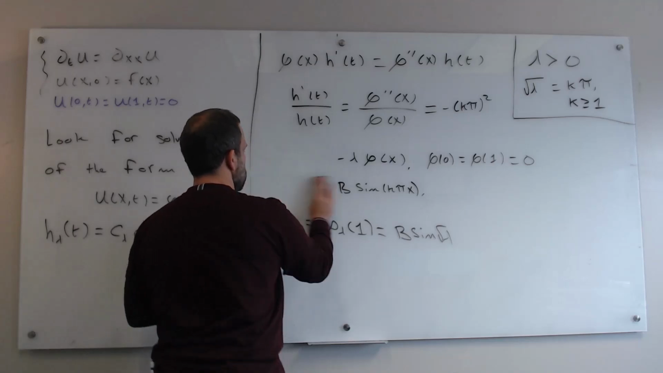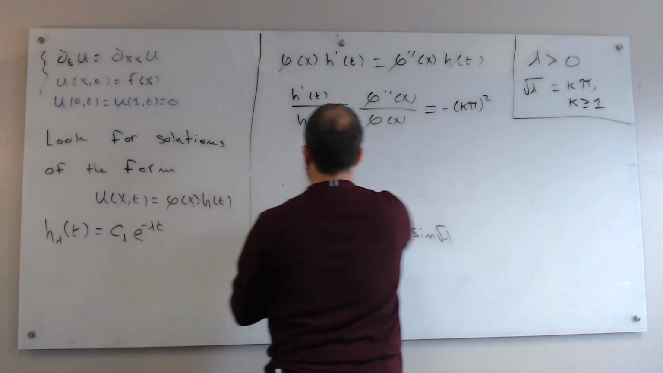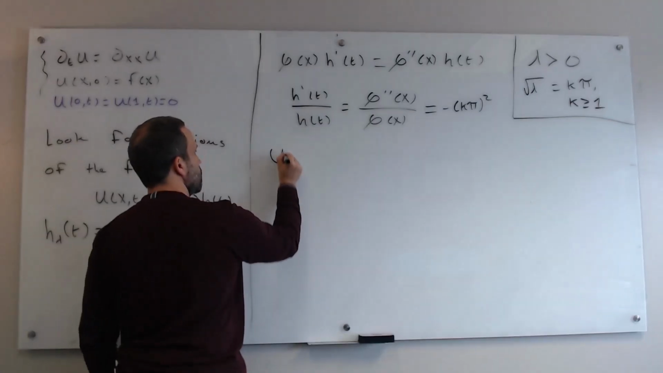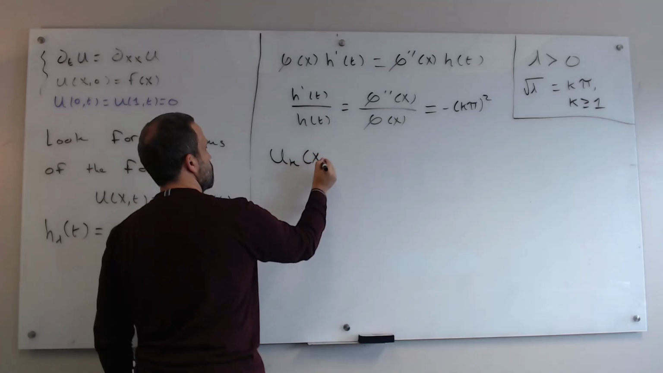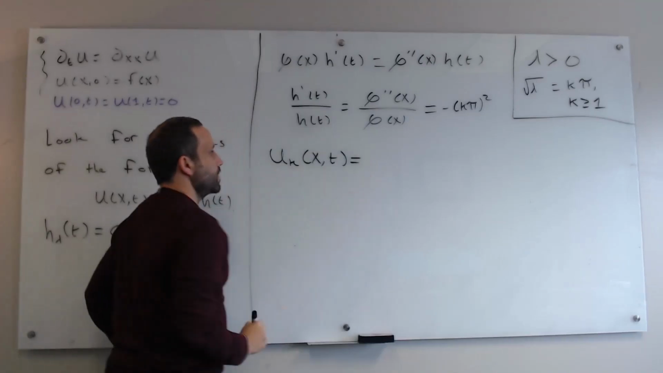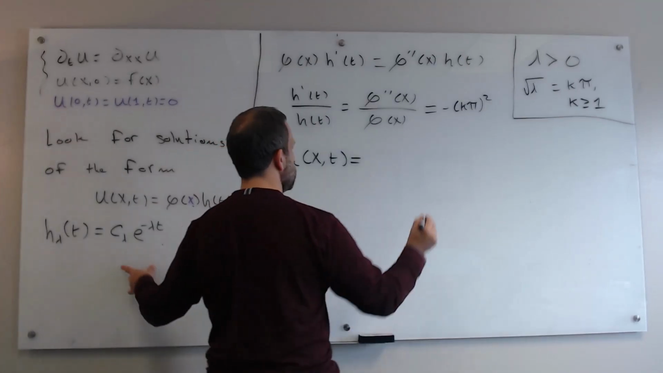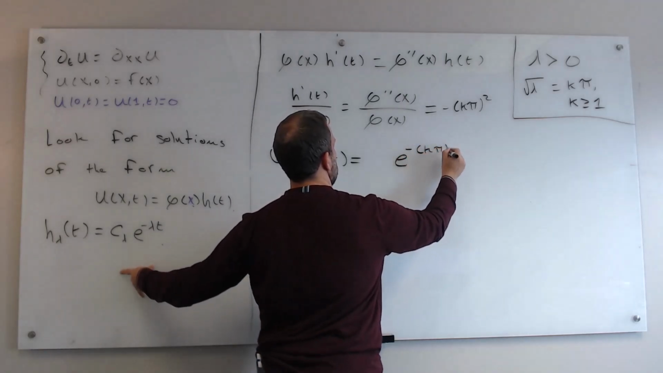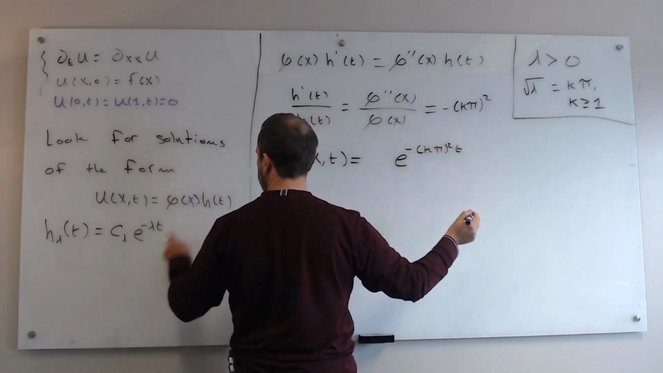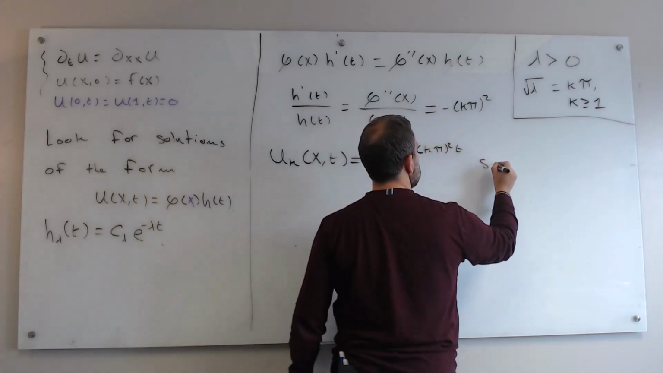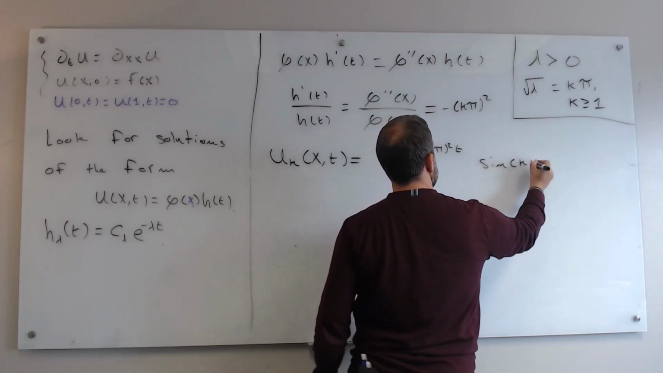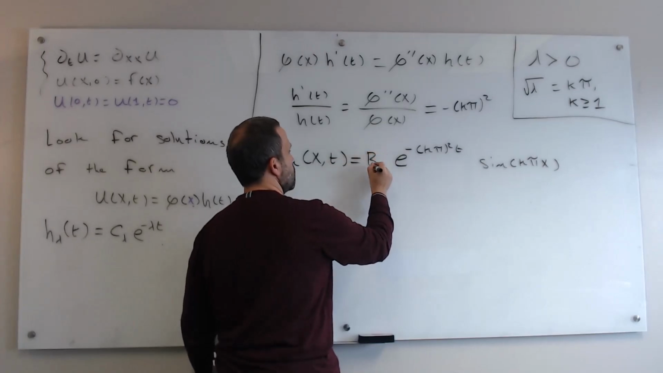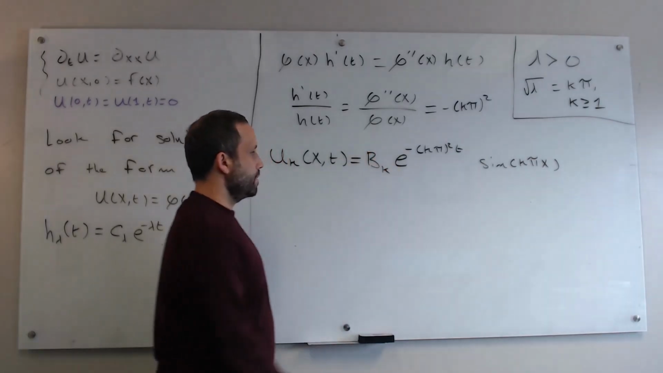Given this, we're going to write the solution in the following way. We're going to call it u sub k. u sub k of x,t is going to be equal to our h function, which is e to the minus k pi squared t, times the phi function, which is sine of k pi x, and we're going to multiply it by a constant b k.